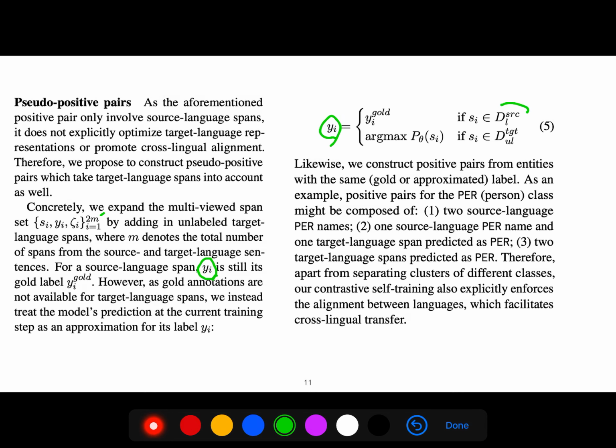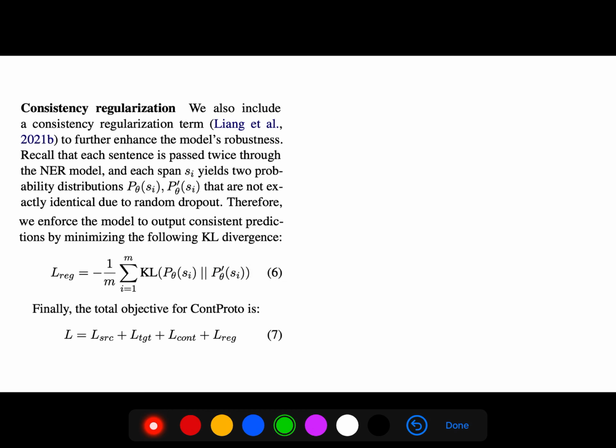So if it is in the source, we consider it as gold, but if it is in the target, then we take the argmax of p theta. Likewise, we construct positive pairs from entities with the same label. As an example, positive pairs for the person class might be composed of two source language person names, one source language person name and one target language, and two target language spans predicted as PER.